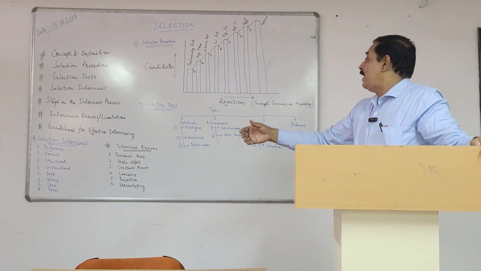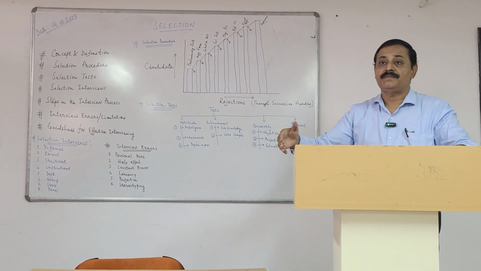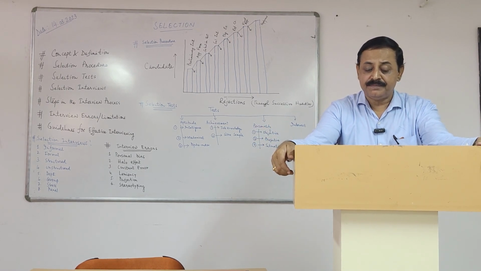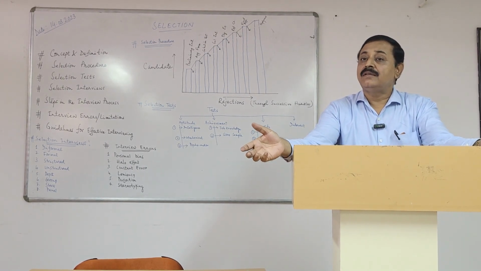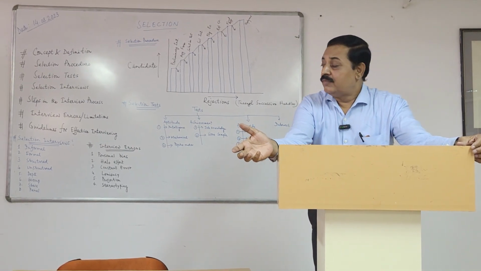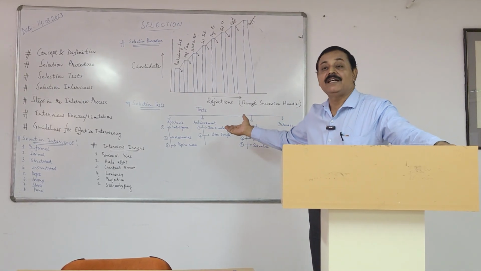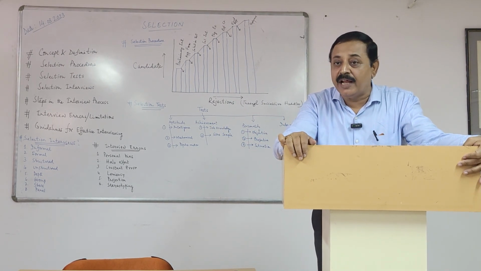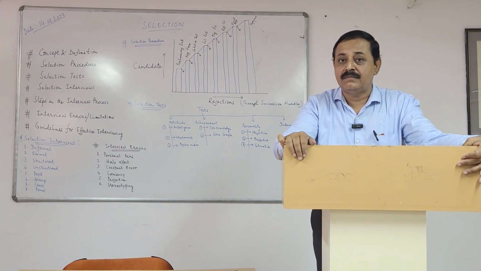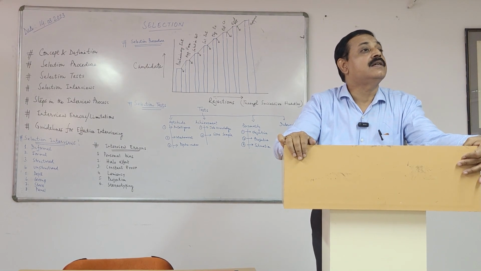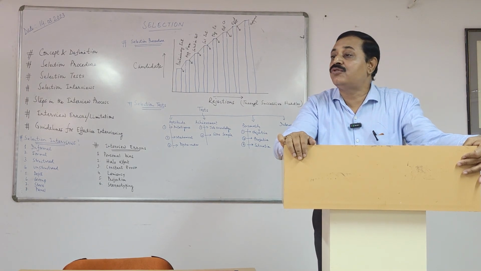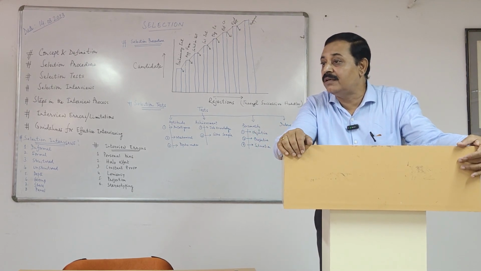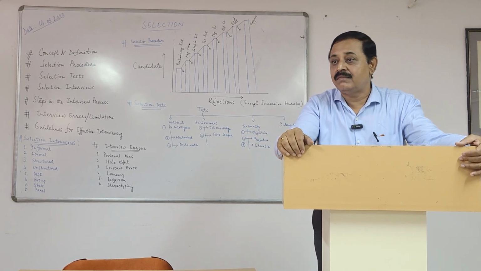Then next comes the achievement test. Here in the achievement test, what is tested? The job knowledge is being tested, to what extent a person has the job knowledge in accomplishing a task. In the earlier days, it could be shorthand, it could be typing, it could be a test to see calculation, computation, etc.